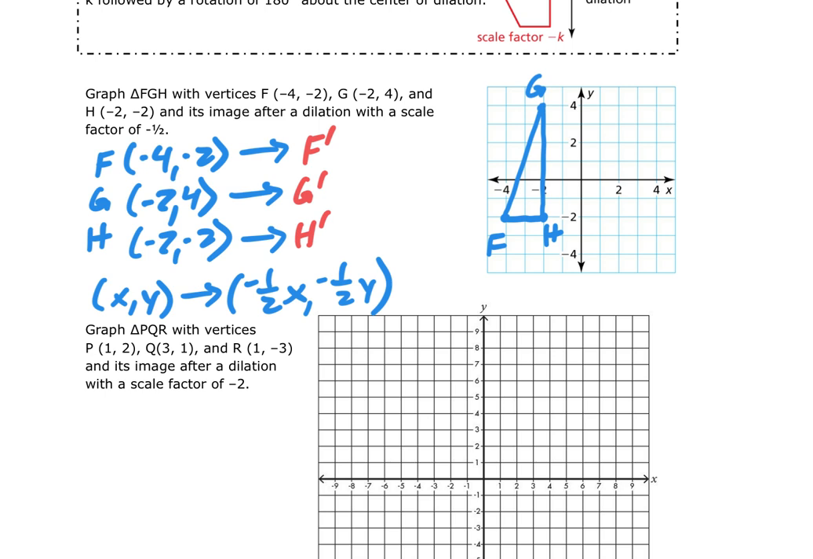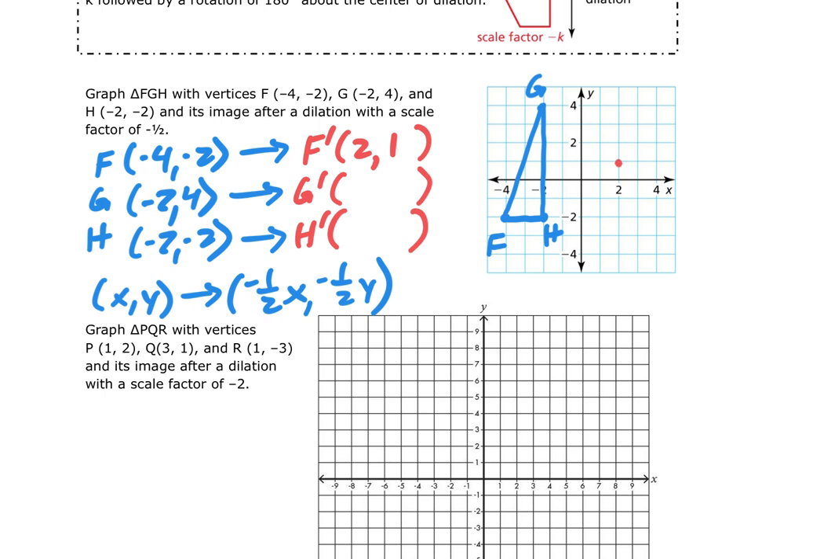So first up, let's figure out what our new ordered pairs are going to be. We're going to divide by 2 and change the signs. So let's look at F first of all. Dividing by 2. First of all, these are both negative, so they're both going to become positive. And 4 divided by 2 would become 2, and 2 divided by 2 would become 1. So it's now going to be at 2, 1.